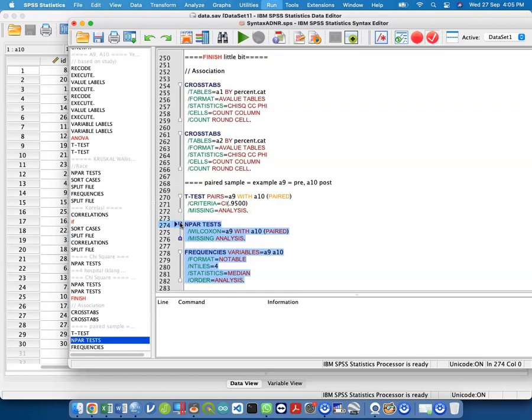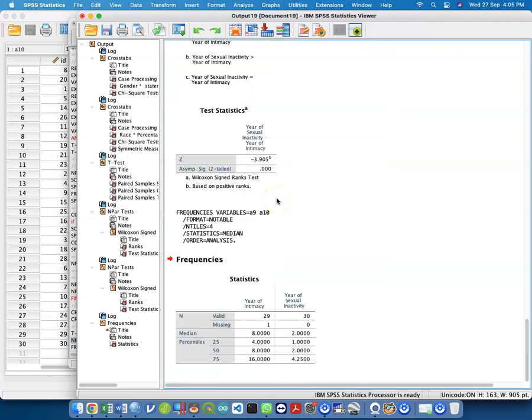Itulah beza dia dengan tuan-tuan dan puan punya analisis sebelum. Sebab sini kan, years of intimacy is pre, years of sexual inactive is post. Example lah. So, the median is from 8 into 2, or the percentile from 4 to 1, and then the 75 percentile is 16 to 4.25. So, maknanya, dia ada berlaku significant change of decrease. Faham kan? Dia berkurang ya. Okay, so far so good.